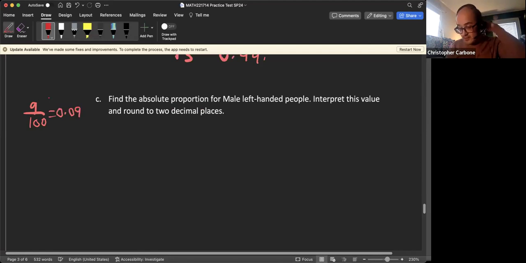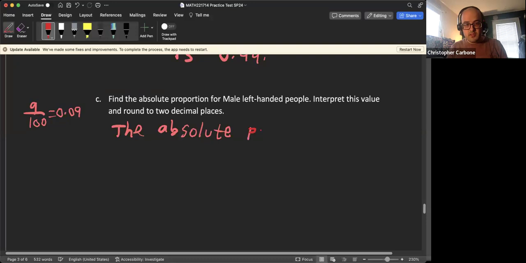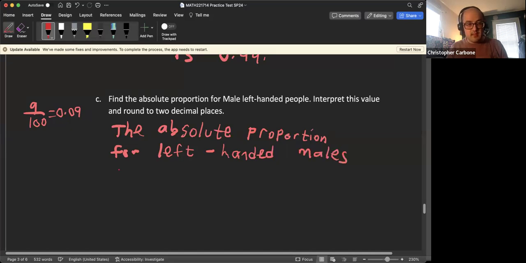So for this one, again, the absolute proportion for left-handed males is 0.09.